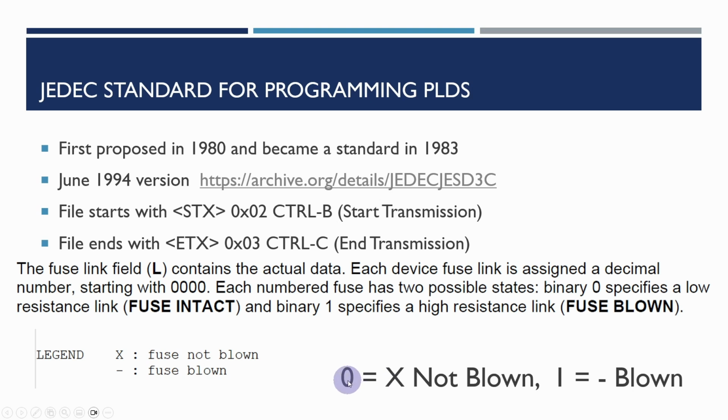Other people may be different, but so 0 is the same as X and means not blown, and 1 is a minus sign and means blown. So that can be a little tricky to get your mind around when you're switching between the two formats.